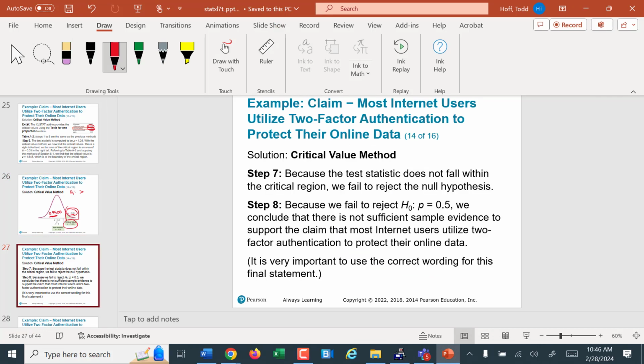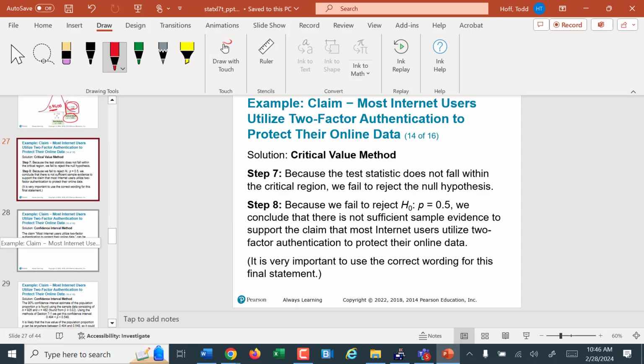Our example claim here again, so going back to that two-factor authentication, 1.25 is not greater than 1.645. Again, we have to be greater because the alternative hypothesis was greater. And since it's not, we fail to reject. So once again, we do not have enough evidence to support that claim that most users use two-factor authentication.